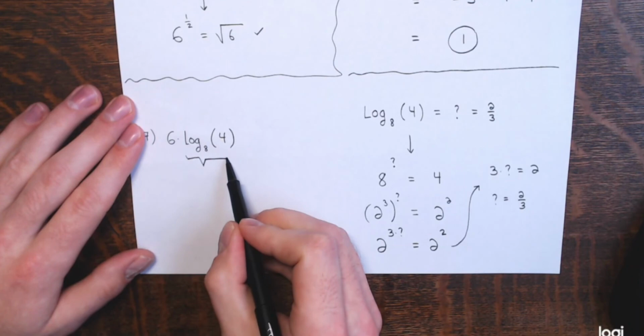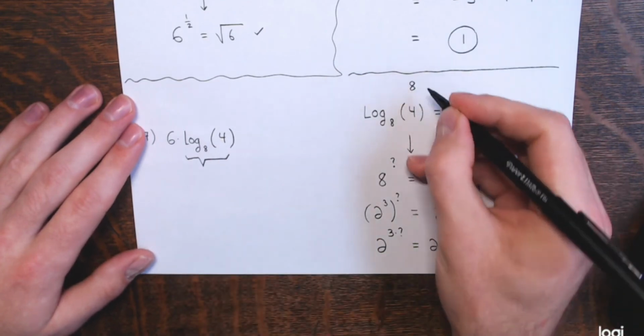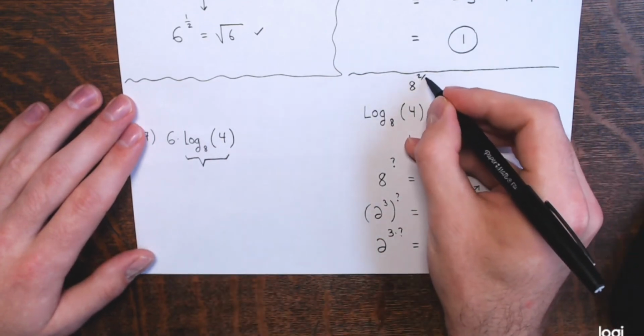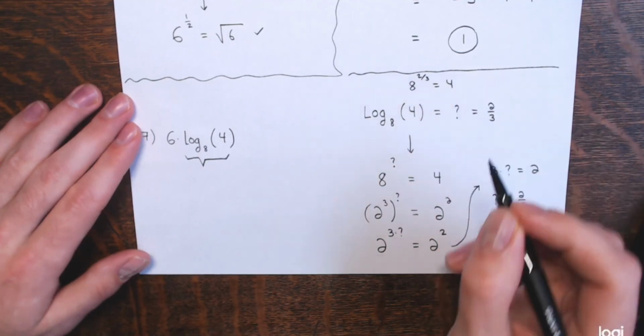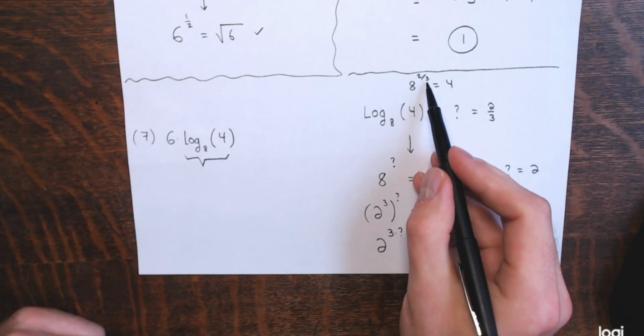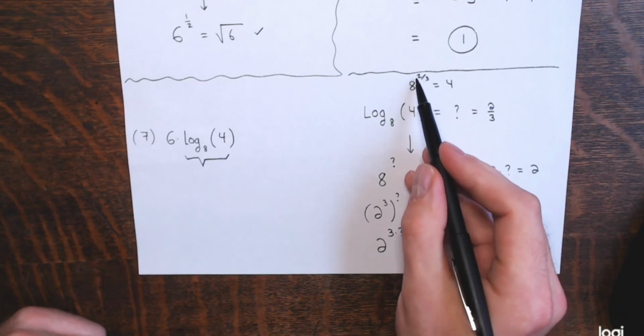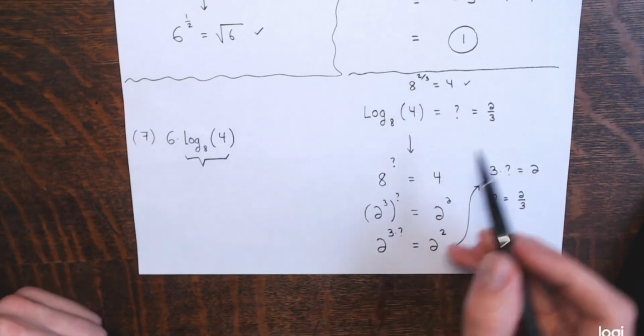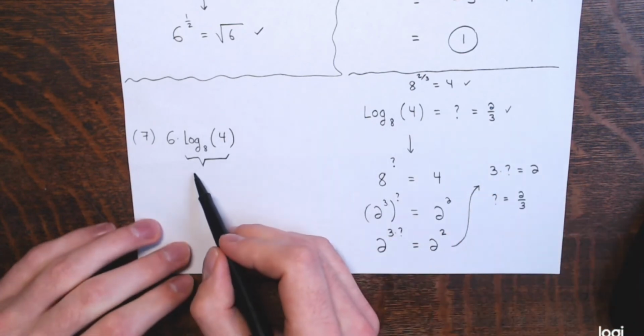All right, and I'll write that up here. This is the exponential form of this. 8 to the 2/3 power would be 4. And remember how to raise to fraction powers? This means take the cube root of 8, which is 2, and then square it. 2 squared is 4. That checks out. So 2/3 is the value of this logarithm.